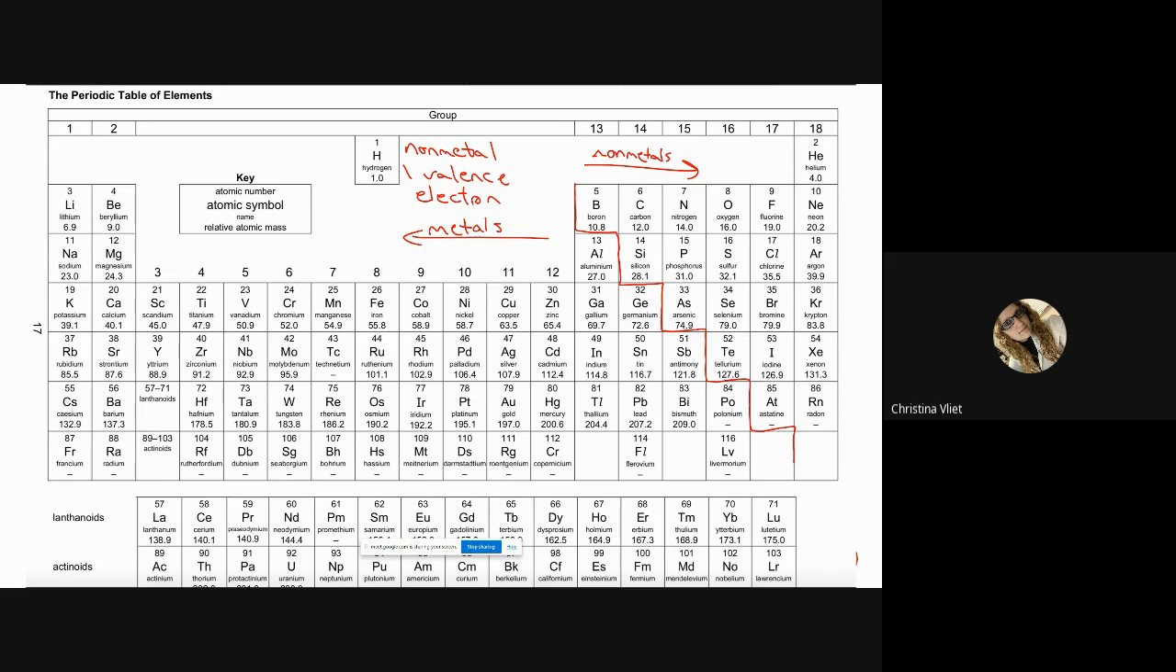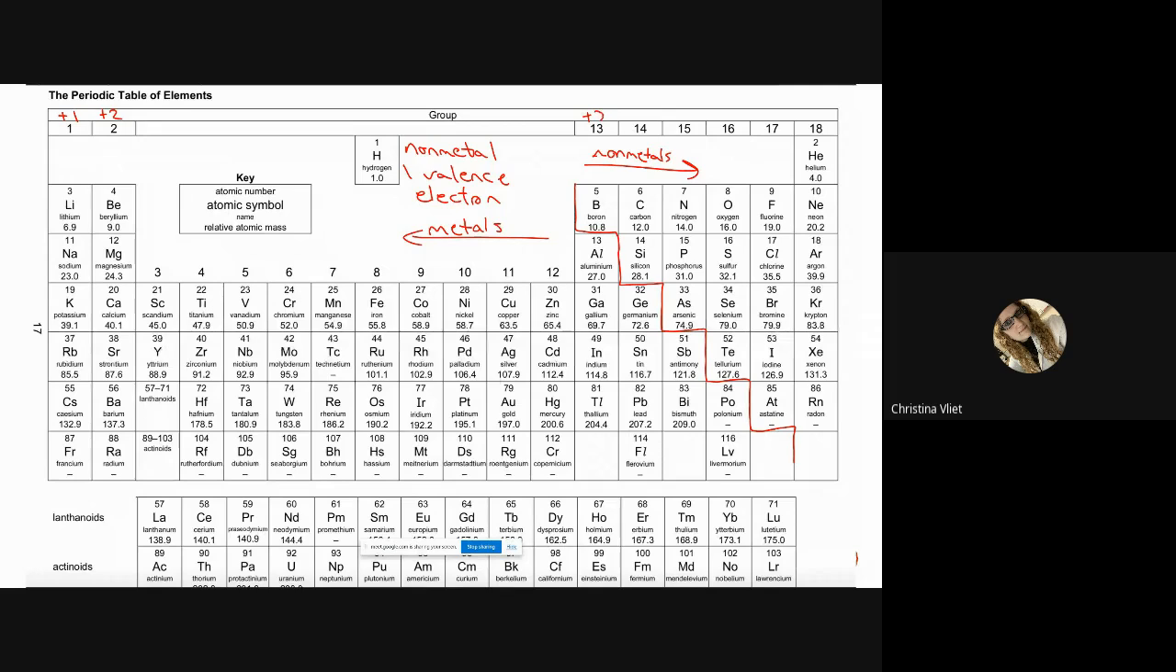Next thing, group charges. You should start this class knowing your group charges. Every element in group 1 has what charge? Plus 1, when it becomes an ion. So in order to become an ion, it has to give away 1 electron because it only has 1 electron to give. Everything in group 2 is plus 2. Group 13 is plus 3.